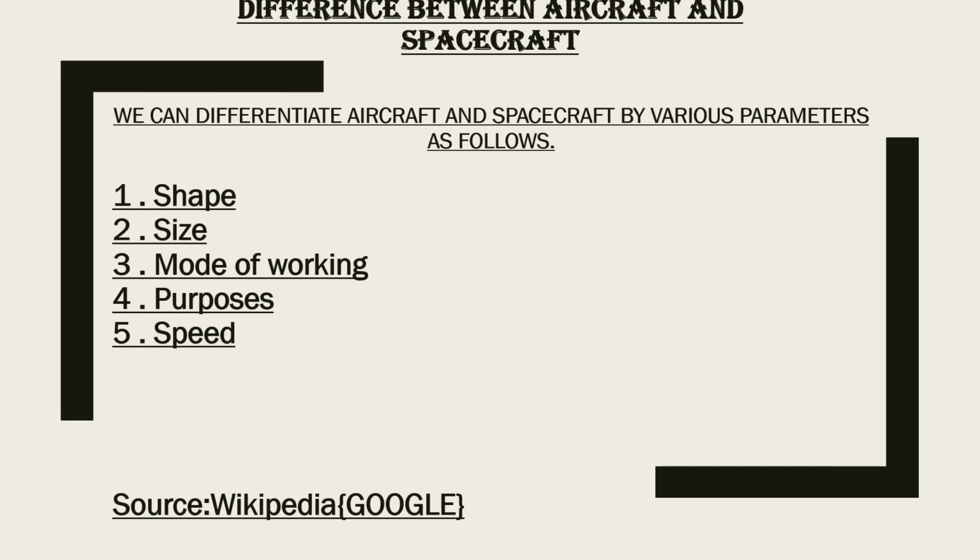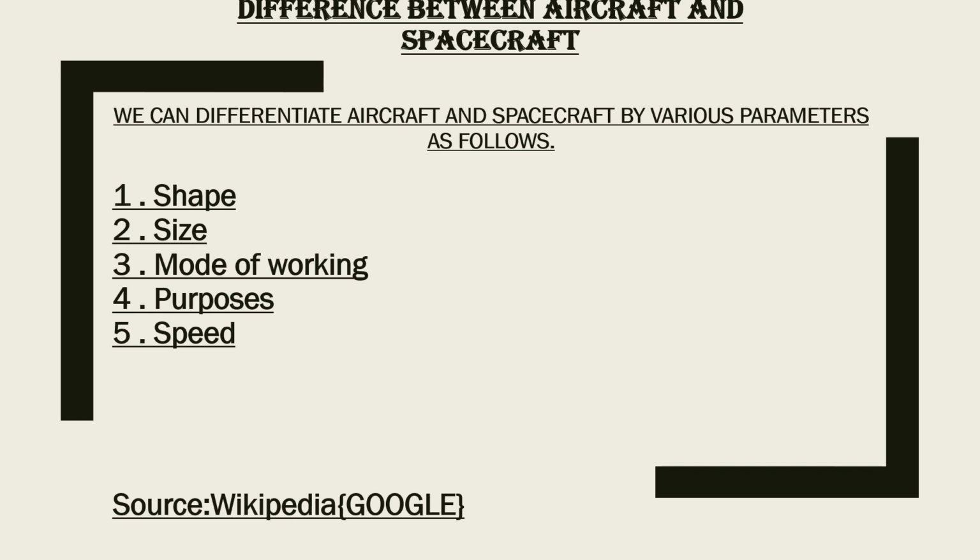And the fourth point is the purposes. We can differentiate aircraft and spacecraft by their purposes. Aircraft is used for military, transportation, training and cargo, etc., while spacecraft is used for Earth observation, meteorology, navigation, planetary exploration, etc. Fifth point is speed.